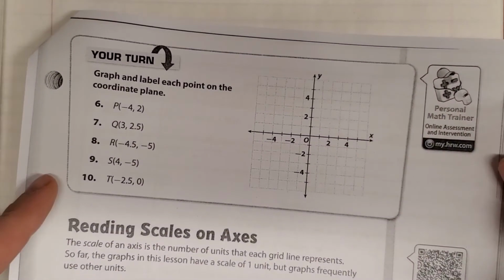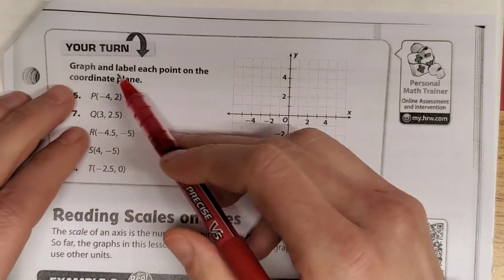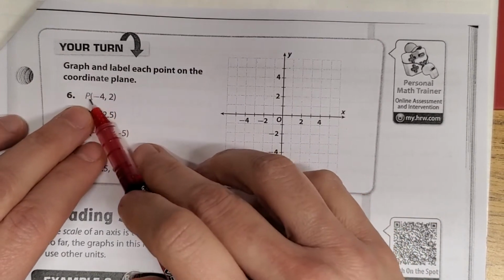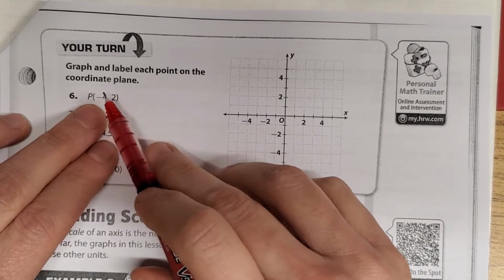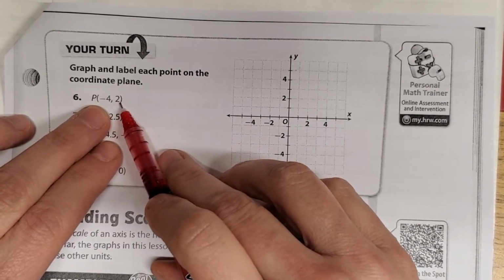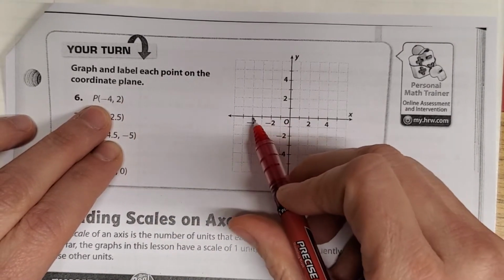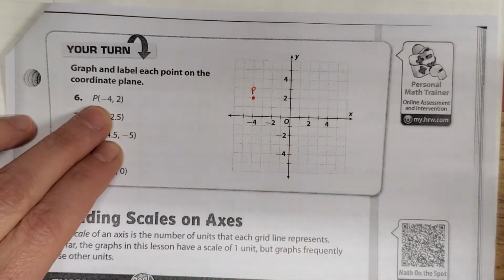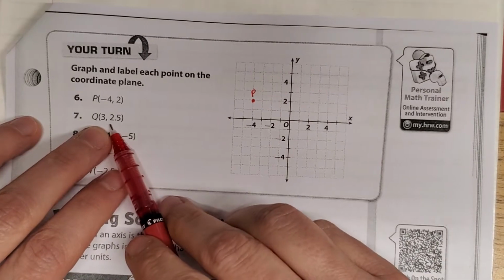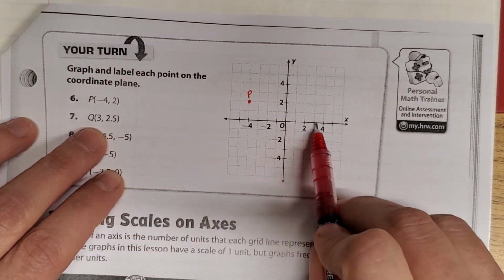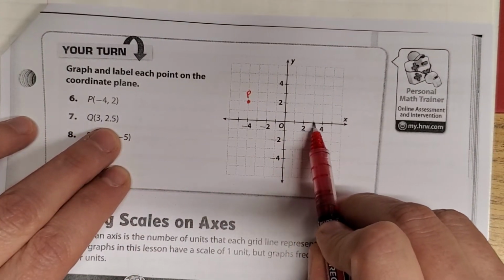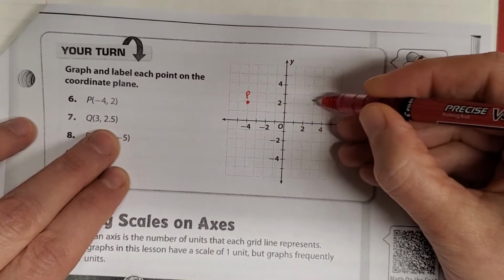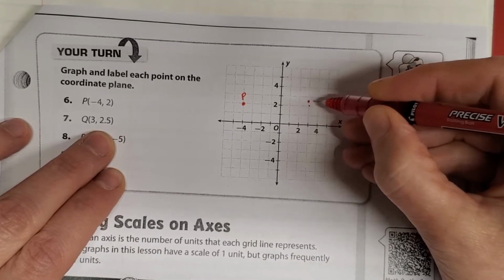Let's go over here to the Your Turns. I like the Your Turn page. Graph and label each point on the coordinate plane. Ooh, fun. Okay, P. -4, which is your x, and then up 2. -4, up 2. And label it P. Q. Over 3, up 2.5. Okay, 1, 2, and halfway between 2 and 3 would be 2.5.